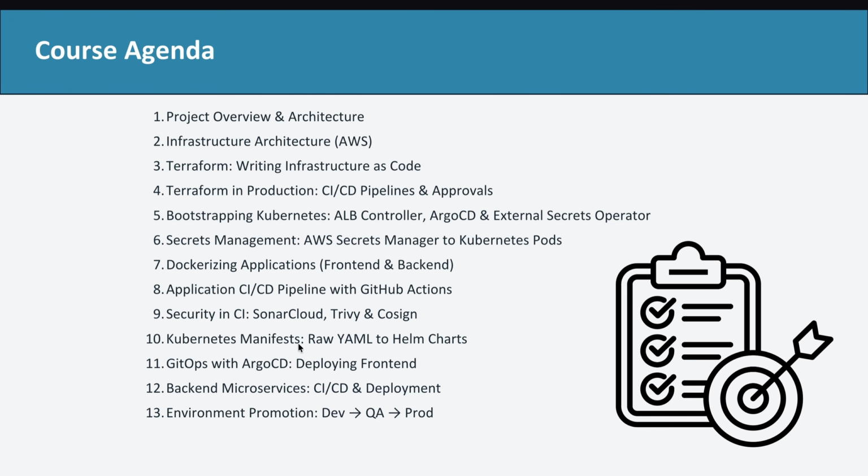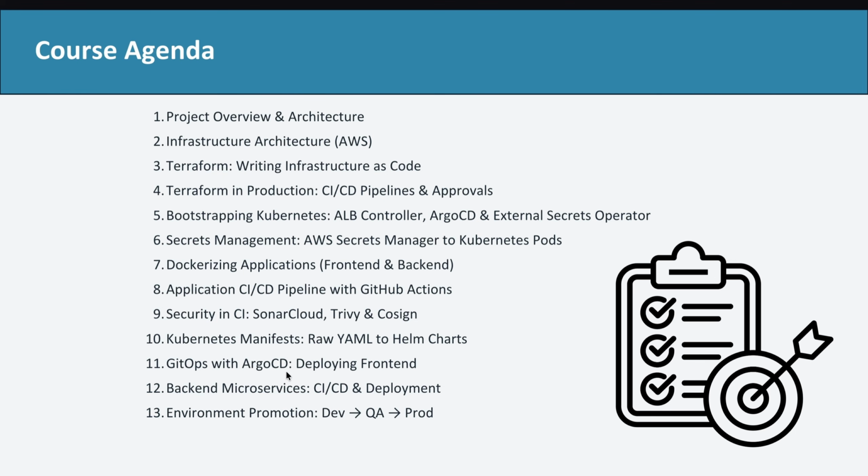Then Kubernetes manifests, raw YAML to Helm charts. Initially, we will write raw Kubernetes manifest files like deployment, secret, services, config maps, and so on. Then we will convert those into Helm charts because Helm charts are an easy way to manage.